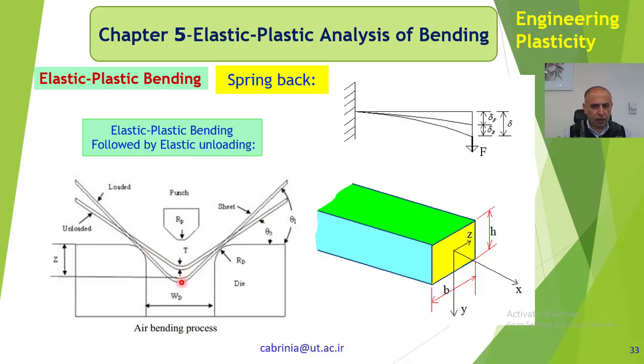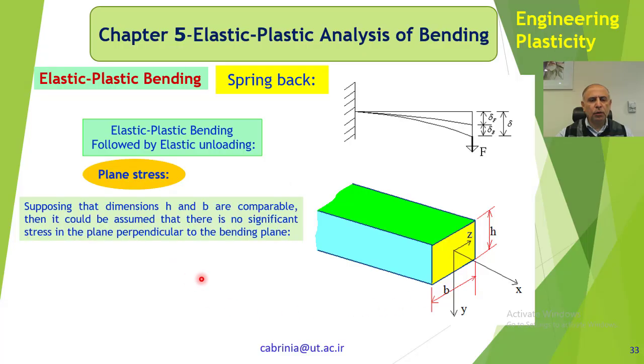You can see that the original radius is much sharper than the final radius. It's like here, it's come to here, it's come back there. So this is the loaded part. When we have removed the punch, it has sprung back to original position. So we call this a spring back. The difference between these two angles, or between these two radii of curvature, between the two curvatures.